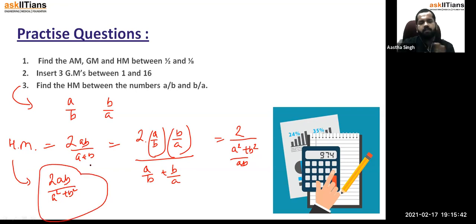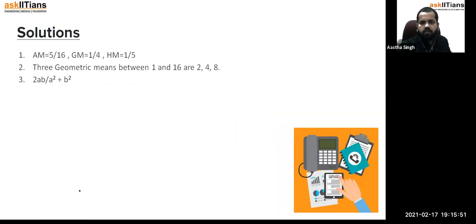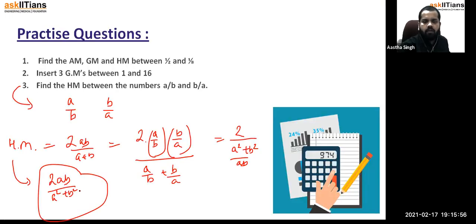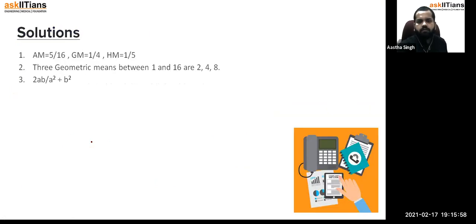Always remember that HM between two numbers A and B is 2 multiplied by AB upon A plus B, right? Hence, for this third question, your HM will be 2AB upon A square plus B square, right, guys? So I think these questions are clear to you. Just try to solve more and more questions between AM, GM, and HM, and also try to solve the whole chapter of arithmetic progression from your NCERT books and your reference book, right?